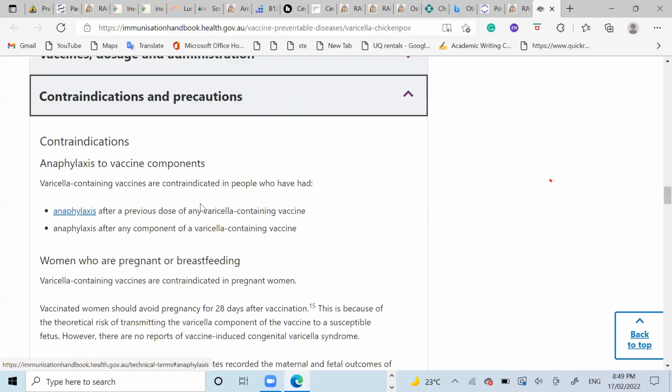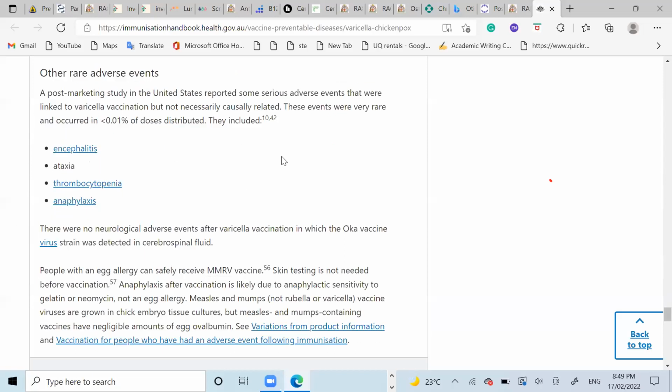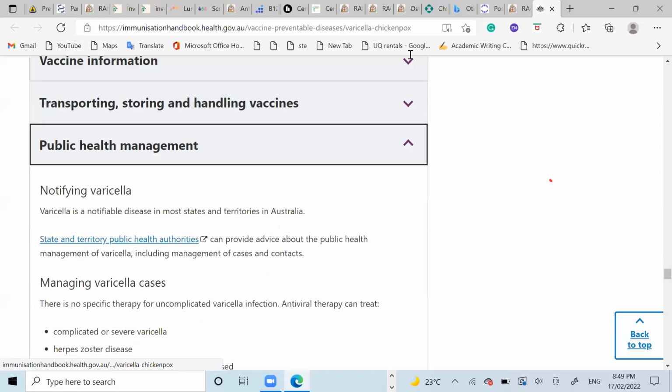What are the adverse events? It doesn't usually come in the exam, the adverse events. All right. What is the public health management? Very important. Because it's a notifiable disease, so you have to call the healthcare department after you see a case of varicella in your practicing community.